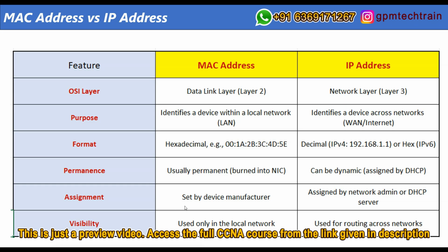A MAC address is set by the device manufacturer, as said earlier. However, an IP address is assigned by the network admin or the DHCP server to any device. If you remember from the previous video, we discussed that a MAC address is used to transmit data within the local network, whereas an IP address is used to route data between different networks, across networks. So this is the high-level understanding about MAC addresses.